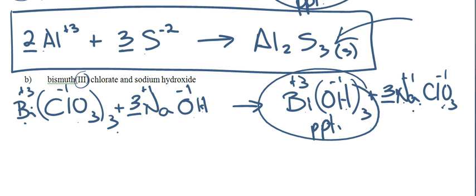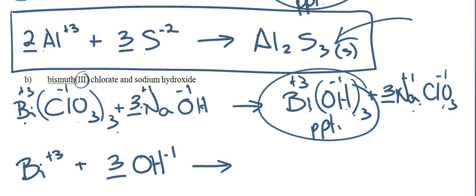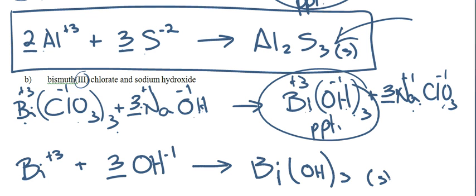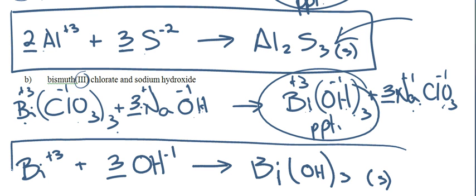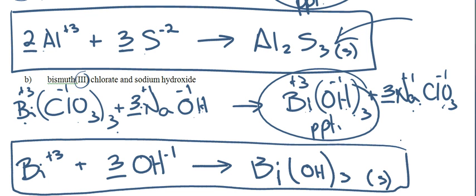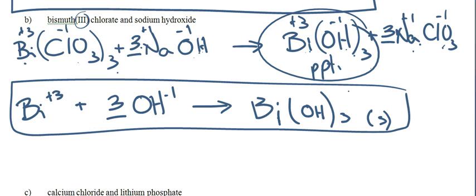Alright, so writing the net ionic equation, we have 1 bismuth with a +3 charge, and we have 3 hydroxides, that's why we always want to balance, with a -1 charge, and it forms bismuth hydroxide. And you'll notice I'm putting an S here. The only time that we circle and write PPT is when we are doing our initial state, or stage here.